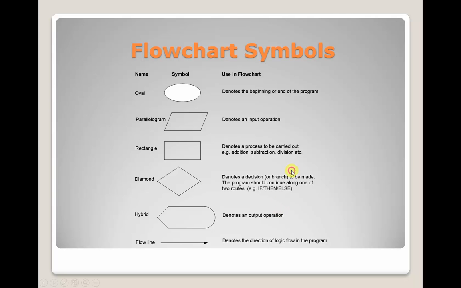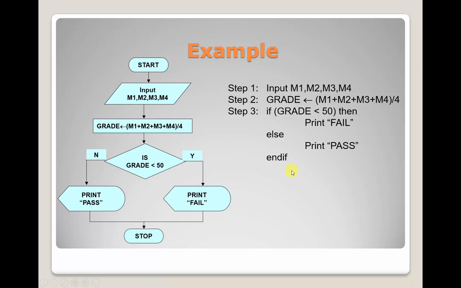So let's take a look at an example. Here it's the same problem about calculating the average and printing a fail or a pass based on the result. So here's the oval that designates our start. I have another one down here that designates the stop. The first thing we do in this program is gather some input. Remember, we input the 4 different marks, so we'll simplify that into one statement here: input the 4 marks, and then we pass control to the next statement.